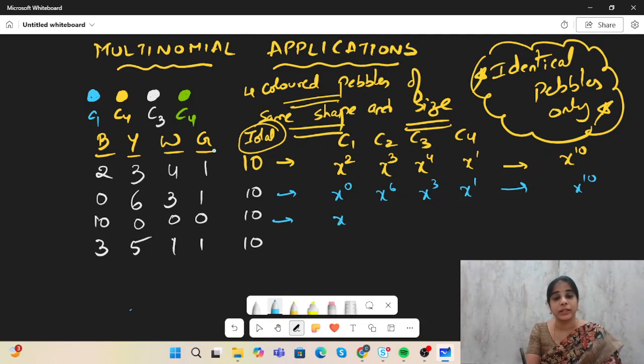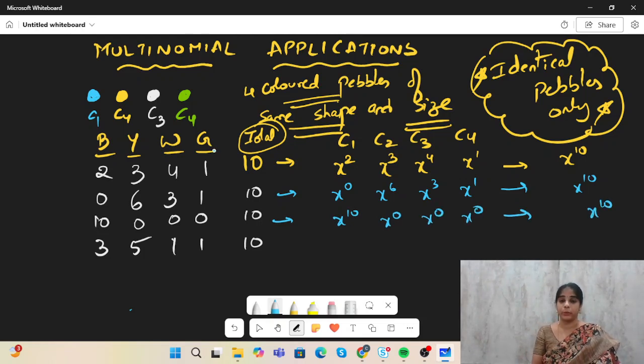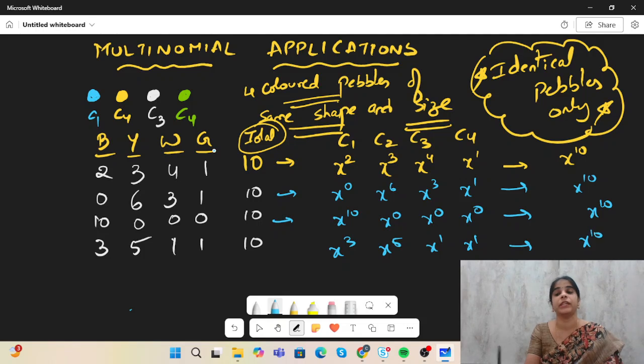In the next case, my x power 0, my x power 6, my x power 3 and my x power 1 make my x power 10. Altogether these many. Now here I can write it like x to the power 10, x to the power 0, x to the power 0, x to the power 0. All together I make my x to the power 10. Even here x power 3, x power 5, x power 1 and x power 1, all of these make my x to the power 10.